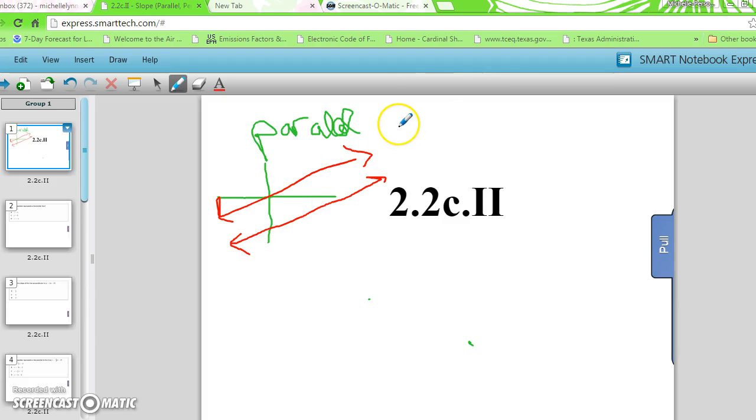So the thing about parallel lines is they absolutely have to have the same exact slope. If the slope of this one is 2, then the slope of this one is 2 because they're parallel. If they didn't have the same slope, then they would intersect and then they wouldn't be parallel. So parallel lines have to have the same slope. The next one are going to be perpendicular lines.